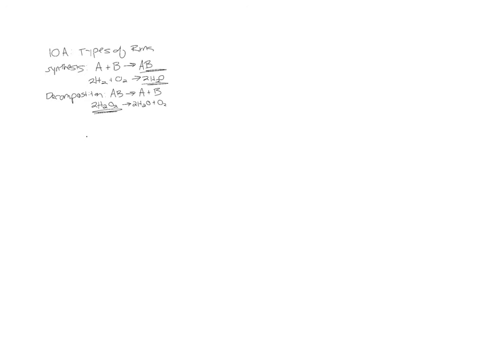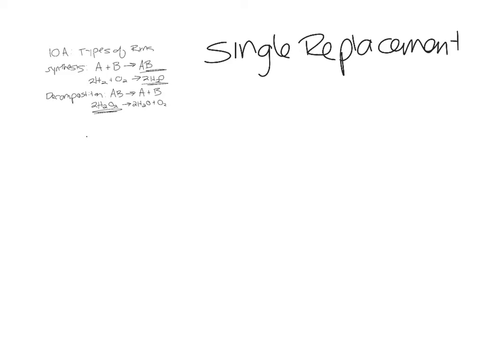The next one that we need to talk about is single replacement. Single replacement, you're going to look at table J for, and I'll talk about that a little bit more in our next video, 10B. But single replacement has an element and a compound, and what happens is the single element switches with one of the elements in the compound, leaving a different element alone and forming a new compound.